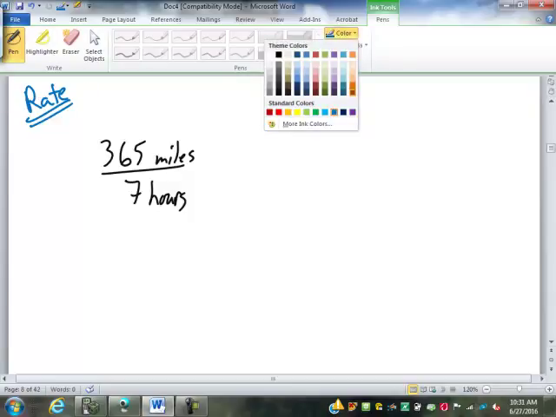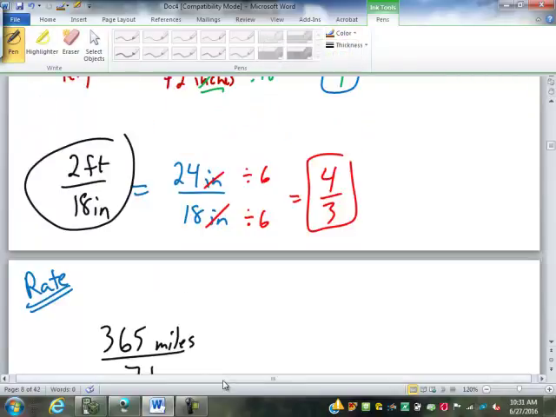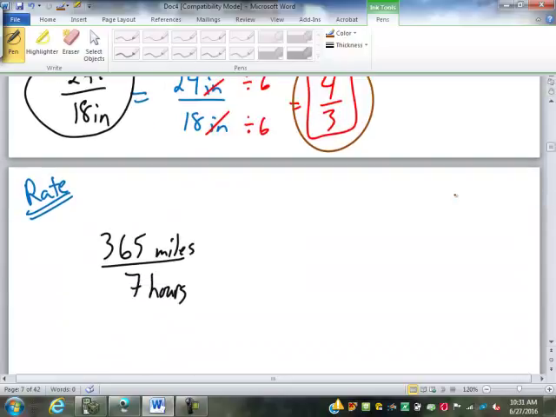The second big difference, we were okay with leaving this ratio as a 4:3 ratio. That's fine. But with rates, we almost always convert it into what we call a unit rate.